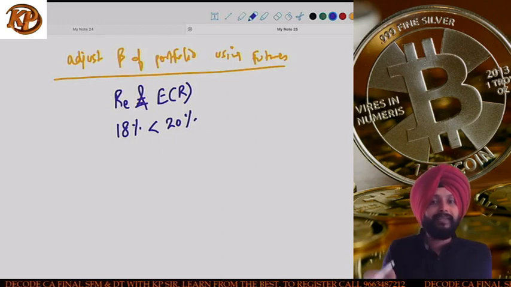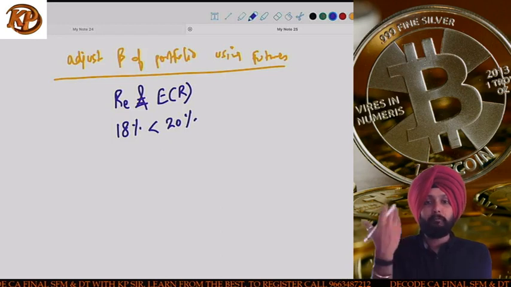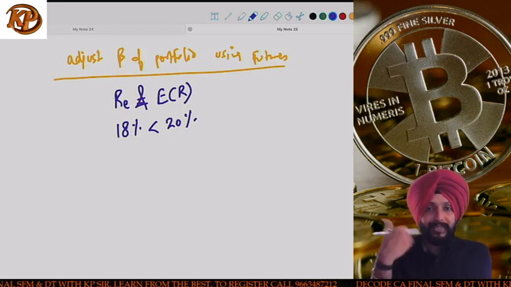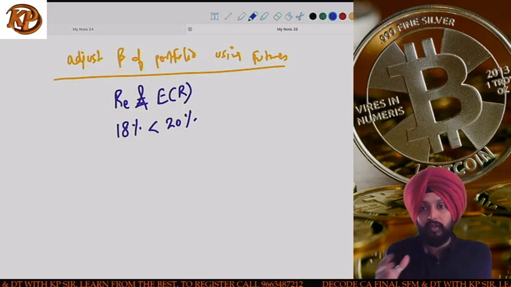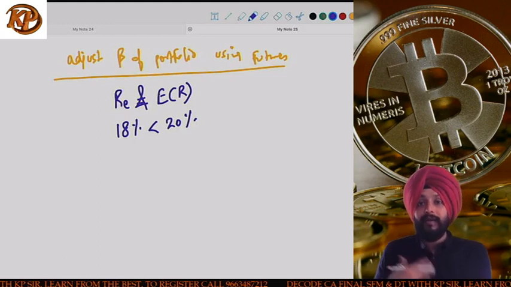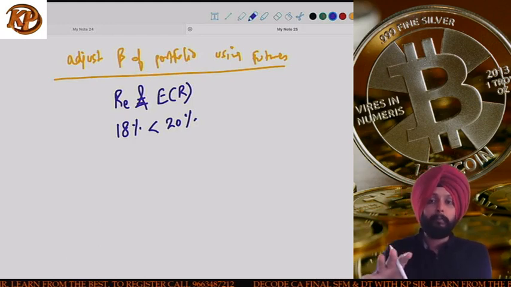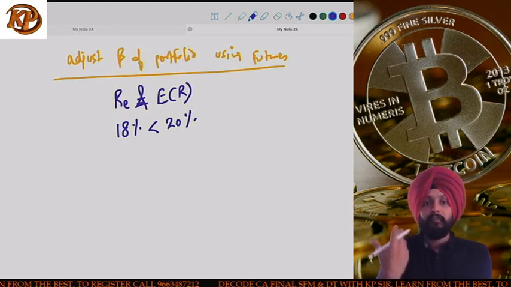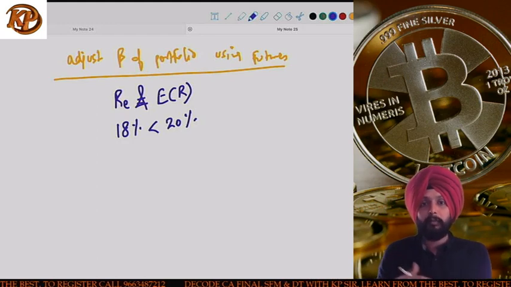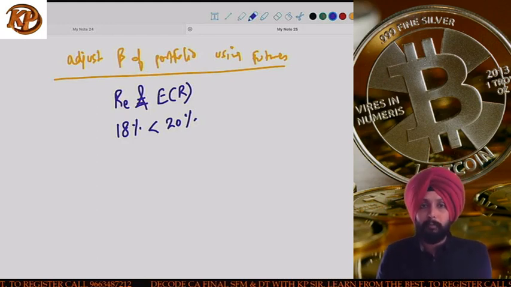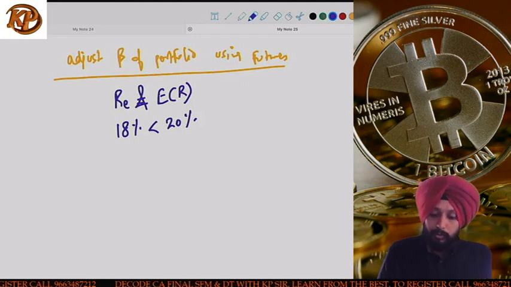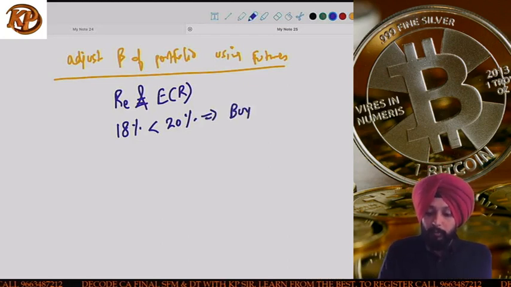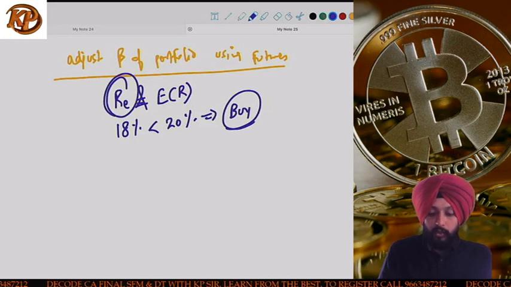If ER is greater than RE, it means the stock is expected to pay more than my requirement. That's the exact language I want you to learn so that you never get confused between ER and RE. Expectation is from the company, requirement is mine. If expectation is more than my requirement, then for me that stock is underpriced and we give a buy recommendation on that stock. So if ER is greater than RE, we give a buy recommendation. Now the question is, how do we calculate RE?